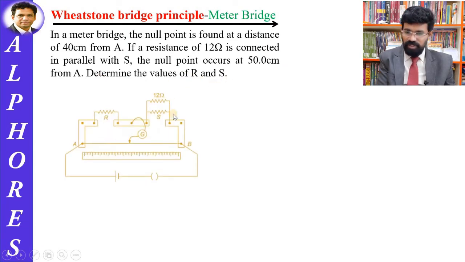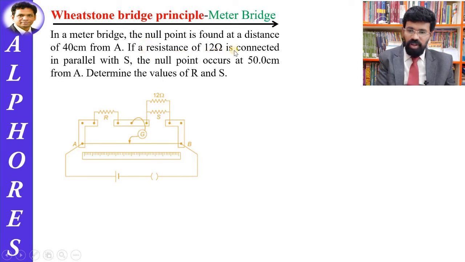Let us see the circuit once. So this is the circuit. What was said? In a meter bridge, the null point is found at a distance of 40 centimeters from A. Maybe somewhere here. From point A to somewhere here, you have found a balancing point at a distance equal to 40 centimeters, for a particular value of R and S.